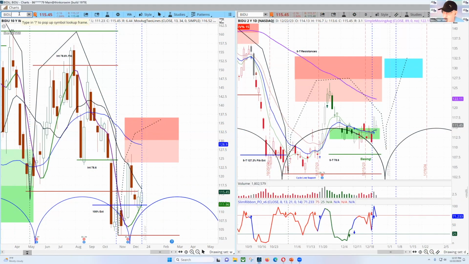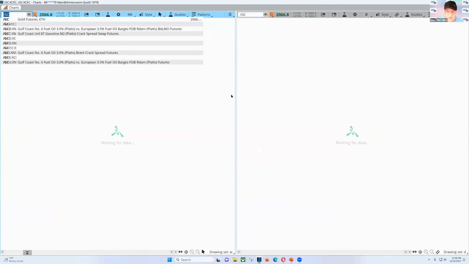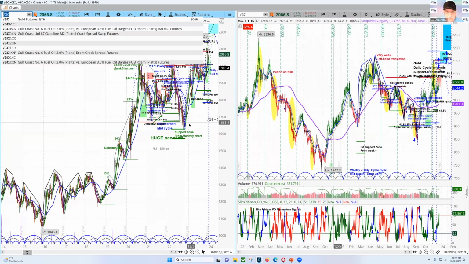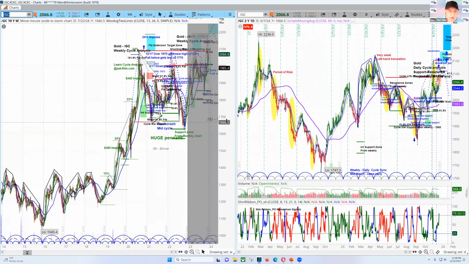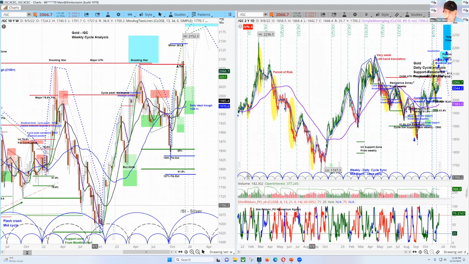Let's start out looking at gold, forward slash GC. Remember what you're looking at in here, what I'm going to show later on when I do the indexes, is the market and the analysis that we show on a Thinkorswim platform. That's where we do our charts, where we have our proprietary indicators. So here's the gold market.